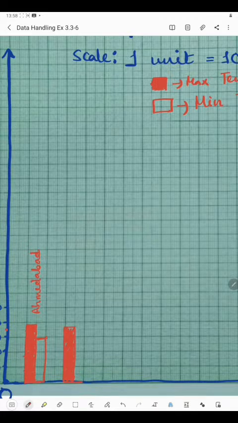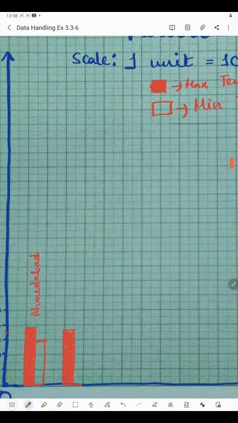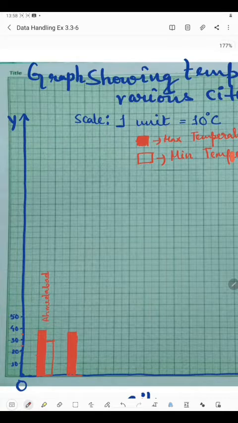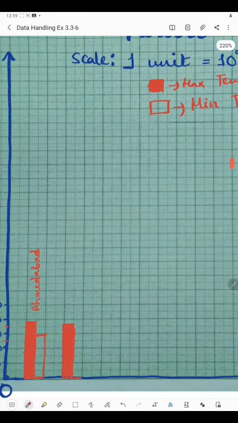Now the minimum temperature is 26. Now where is 26? See, 25 is in between 20 and 30. That means this middle line shows 25. So 1 box more than this, so up to this. So these 5 boxes we will take to represent minimum temperature in Amritsar. So this is the temperature in Amritsar. We'll mention the city here.